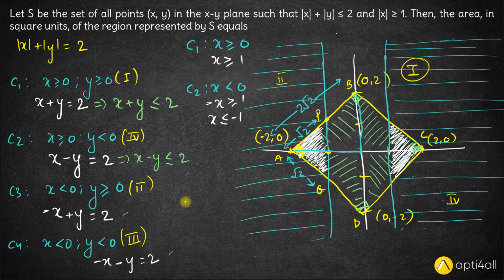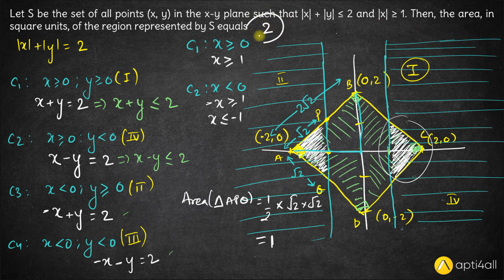So now the area of triangle APQ is half of the product of the two smaller sides. This is a right triangle, right? So it will be half the product of the two smaller sides. This comes out to be root 2 into root 2 is 2, 2 by 2 is 1. So the area of APQ is 1. Similarly the area of this triangle will also be 1. So the total area of the white triangles will be 1 plus 1, 2. Hence the answer to this question is 2. Thank you.